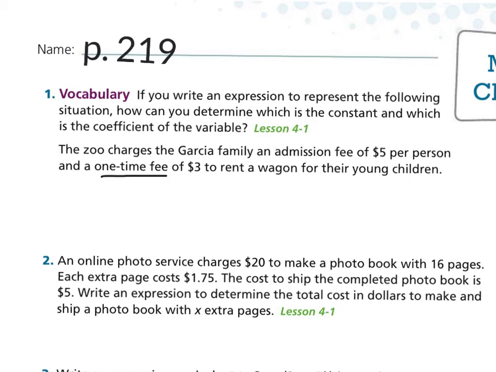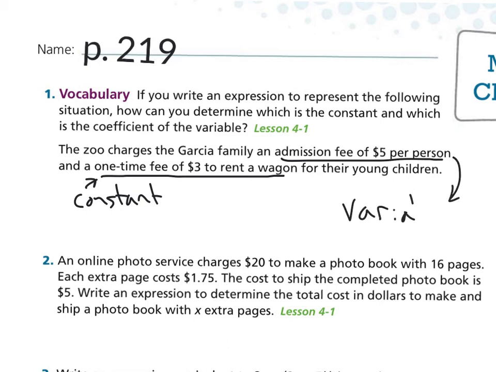So notice this, it says a one-time fee of $3 to rent the wagon. So that's going to be the constant. And then admission fee of $5 per person, that's going to be the variable because that's going to change based off of how many people there are. Okay, and we should write sentences out. I'm just kind of doing a shorthand here.